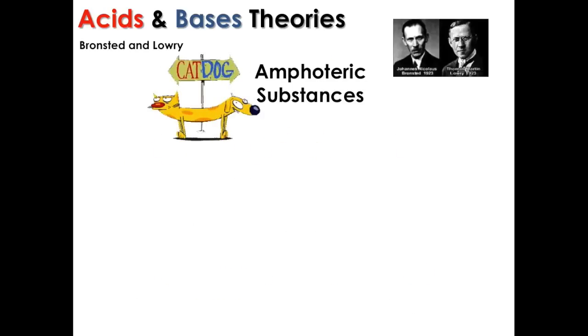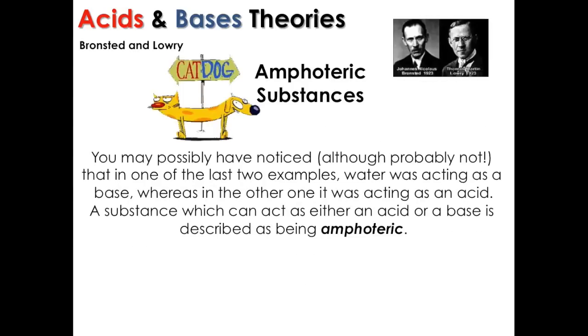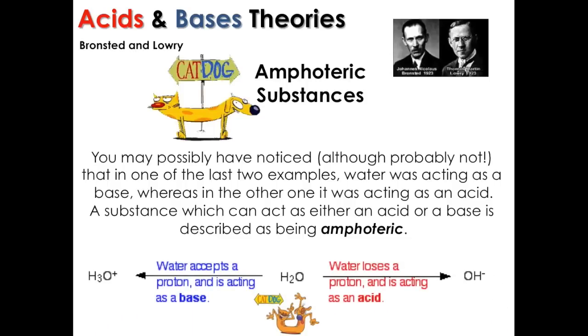According to Bronsted-Lowry, we can also have what is called amphoteric substances. You may possibly have noticed, although probably not, that in one of the last two examples, water was acting as a base, whereas in the other one, it was acting as an acid. A substance which can act as either an acid or a base is described as being amphoteric. In this example, we can see that water can get a proton, converting it to hydronium and becoming a base, whereas water can give out one hydrogen, and so it becomes an acid.